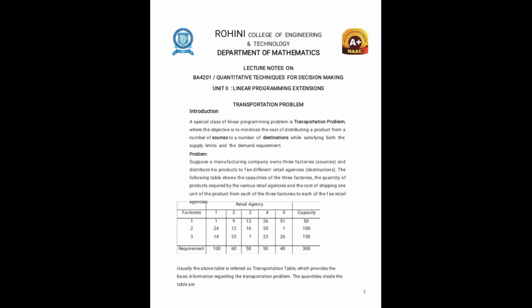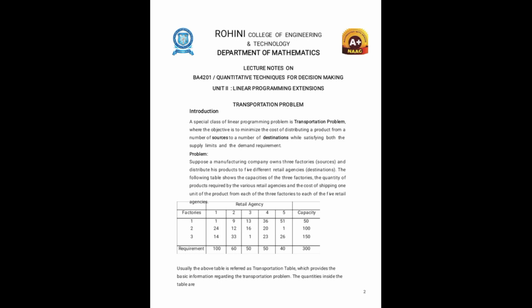The concept is one problem with a number of sources and a number of destinations, satisfying both the supply limits and the demand requirements. That's the main concept for the transportation problem. One problem: suppose a manufacturing company owns three factories (sources) and distributes its products to five different retail agencies (destinations). The following table shows the capacity of the three factories, the quantity of products required by the various retail agencies, and the cost of shipping one unit of the product from each of the three factories to each of the five retail agencies.